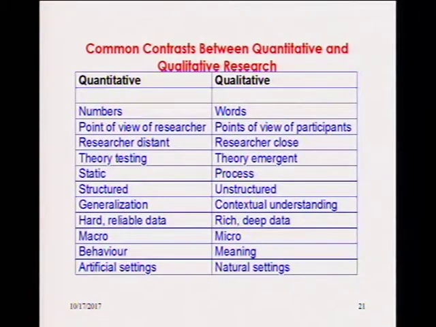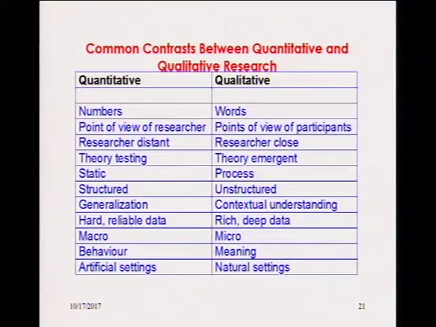If you look at the contrast between the two, quantitative versus qualitative: quantitative is about numbers, qualitative is about words. Quantitative is the point of view of the researcher, qualitative the point of view of participants. The researcher is distant, versus the researcher is close. Theory testing versus theory emergent. Static, and then a process. Structured, that is for quantitative; qualitative is unstructured. Generalization versus contextual understanding. Hard, reliable data versus rich, deep data. Macro, meaning you need a lot of data when it comes to quantitative, whereas with qualitative you don't need so much data. Behavior, and then meaning. Artificial settings and natural settings.